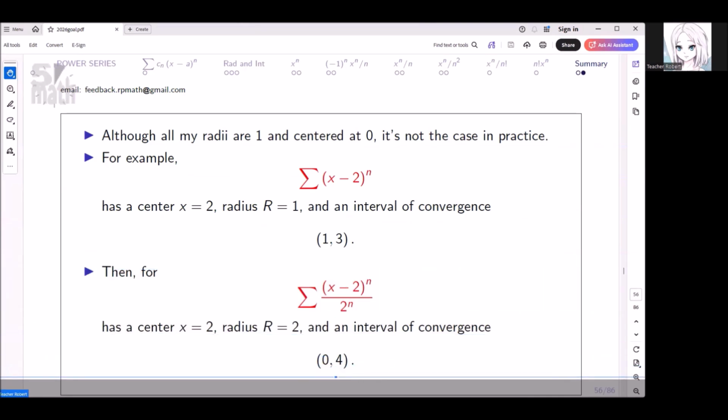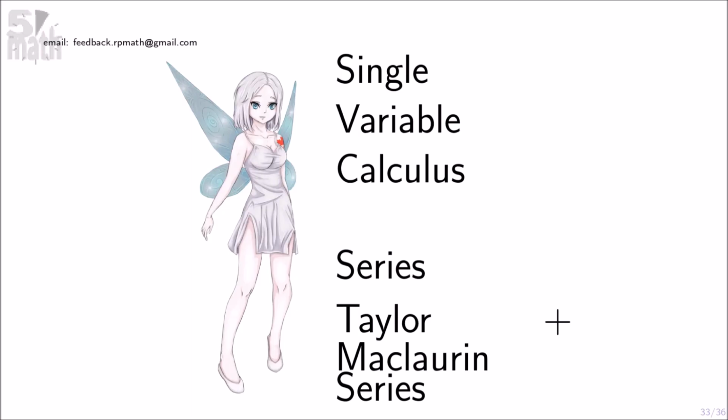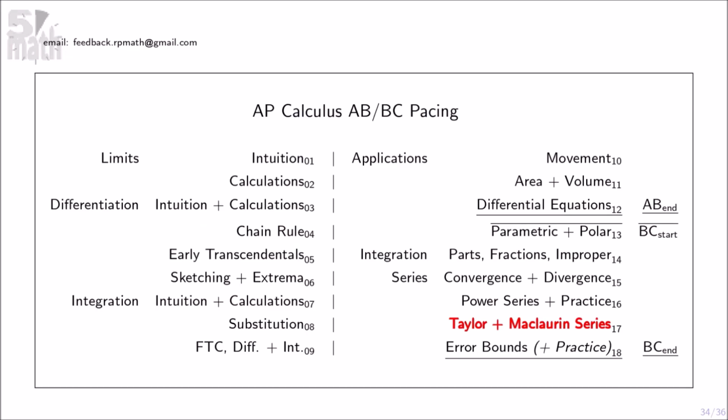Then, for series (x minus 2) to the power n over 2 to the power n, it has a center x equals 2, radius r equals 2, and an interval of convergence (0, 4) exclusive. Single variable calculus, series, Taylor and Maclaurin series. In terms of pacing, this is 17 out of 18.